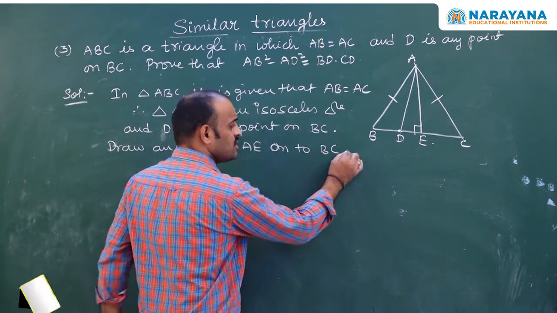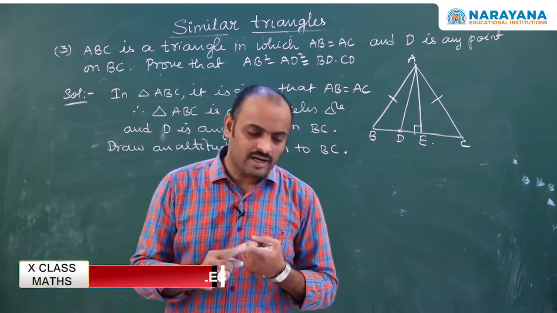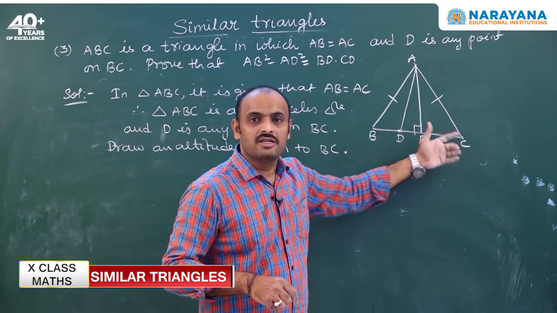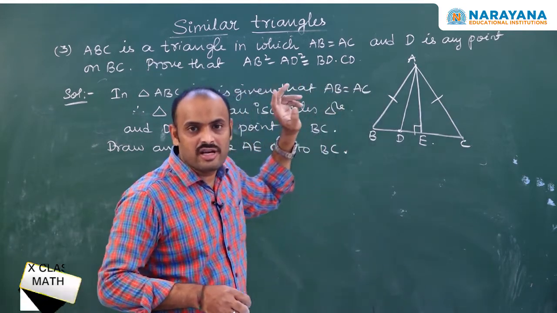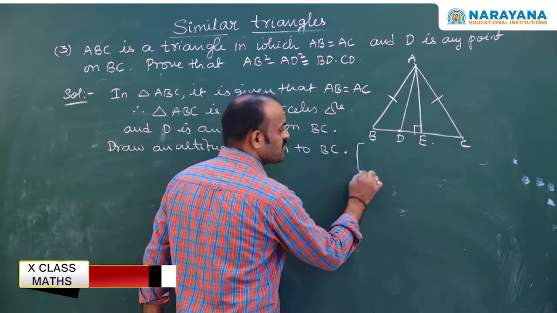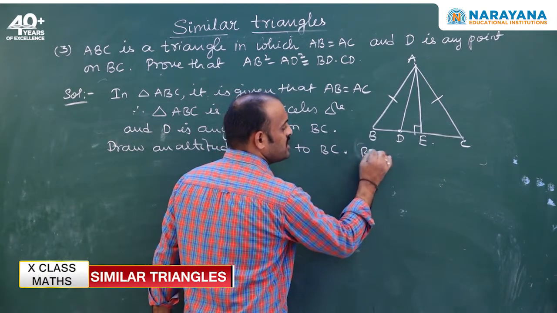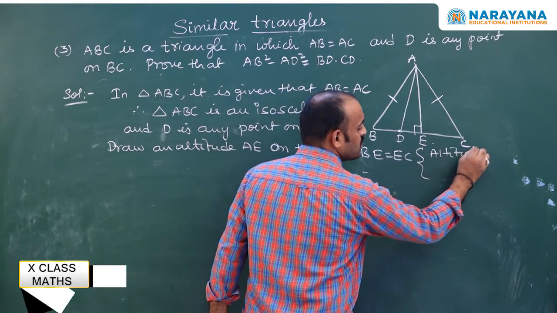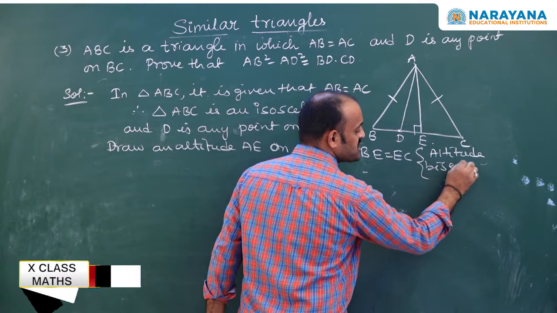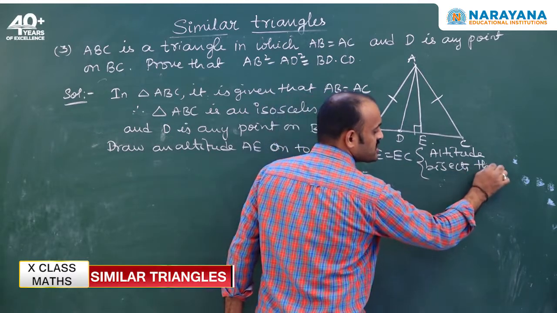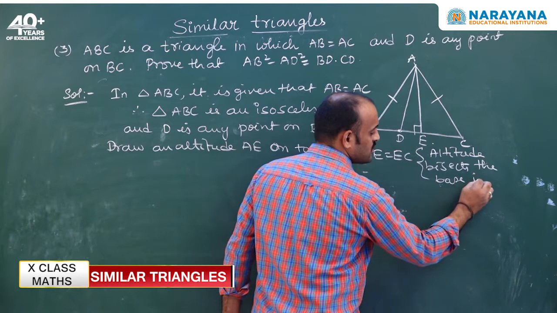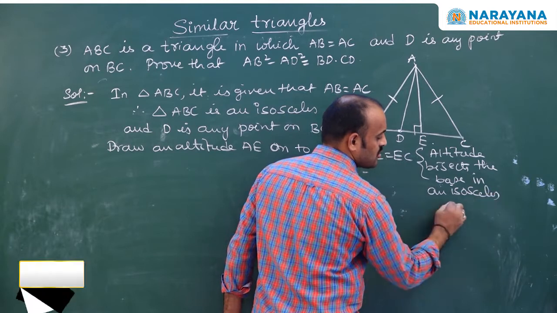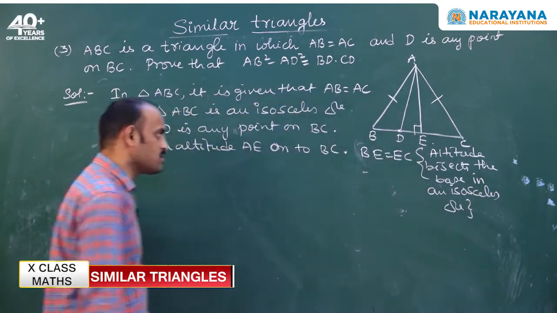And one more point. In an equilateral triangle or in an isosceles triangle, the altitude bisects the base. Therefore, BE is equal to EC as the altitude bisects the base in an isosceles triangle. Bisecting means dividing into two equal parts. So we have written the reason also.